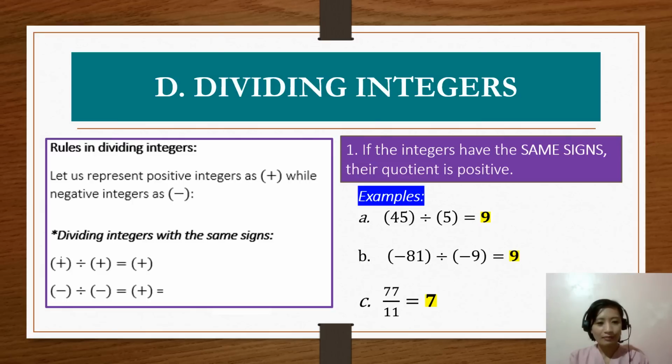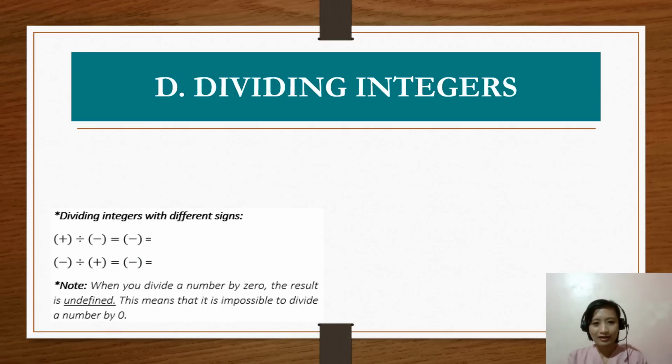Again, when we divide a positive by a positive, the sign of the quotient is positive. When we divide a negative by a negative integer, the sign of the quotient is also positive. Now we have an idea about the rule that we follow in dividing integers with different signs. That is, when we divide positive by negative, the sign of the quotient is negative. And when we divide negative by a positive, the sign is again negative.